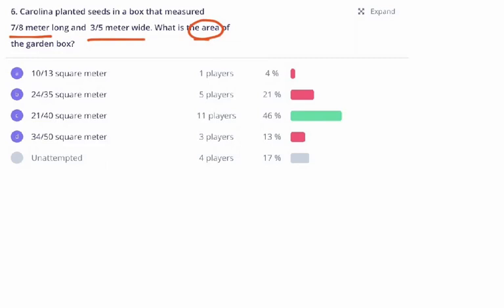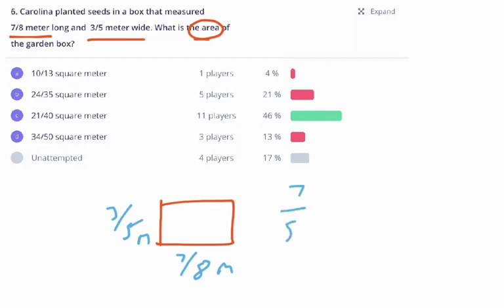Okay, so we have a box, so we have a rectangle. Alright, the length is 7/8 meters, and the width is 3/5. And it really doesn't matter which one's 3/5 and which one is the 7/8. So to find the area, we do our length times the width. So we're going to do 7/8 times 3/5.